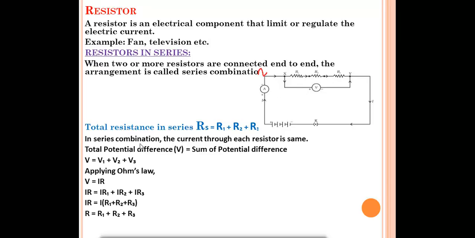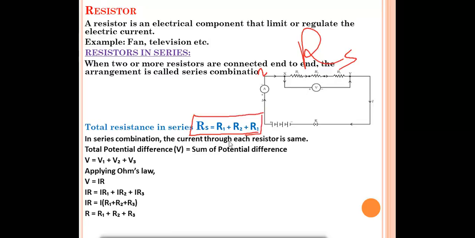Next, total resistance in series. What will be the total resistance? Suppose we have three resistances R1, R2 and R3, and we want to calculate the total resistance. In series combination, we have to add the values of all the resistances R1, R2 and R3. Suppose this is 5, this is 5 and this is 5. Altogether we have 15. This is a formula you have to remember: Rs equals R1 plus R2 plus R3.